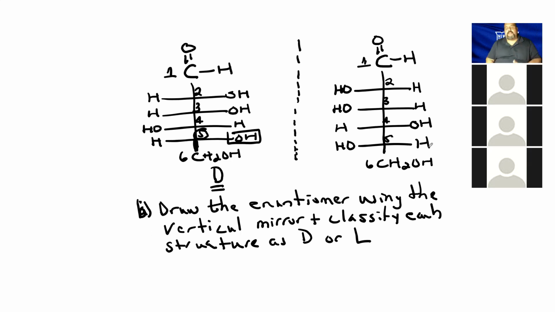How do we know that this is an L version? Again, I'm still going to look at the same carbon, the chiral carbon furthest from the C double bond O group, which is carbon 5. But now notice the OH group is going to the left. And therefore, what enantiomer of this monosaccharide do we have on the right? Is it the D version or the L version? This would be the L version for this particular monosaccharide.